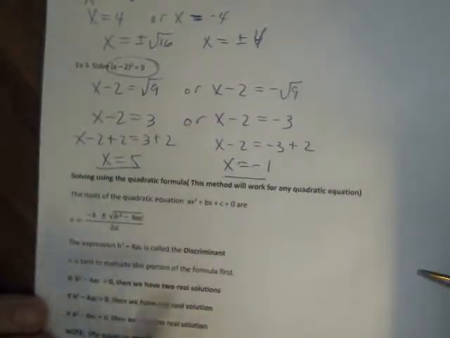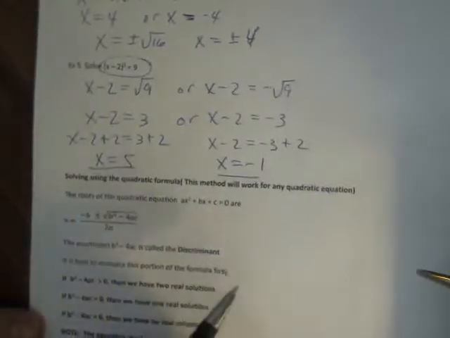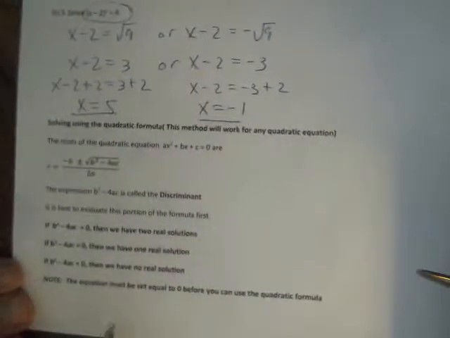And what we know is, if we do this b squared minus 4ac part and it is greater than 0, then we have two real solutions. If this number, once we evaluate it, equals 0, we have one real solution. And if it's less than 0, which means that's a negative under a square root, we have no real solution. And again, as we did before, the equation must be set equal to 0 before you can use the quadratic formula. So let's look at a few examples of that.